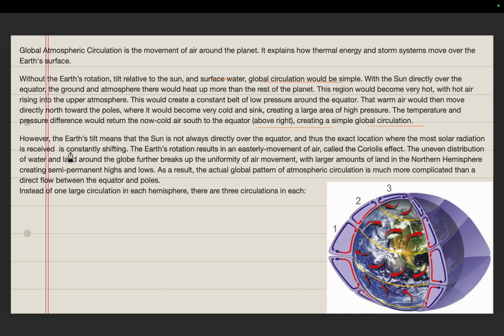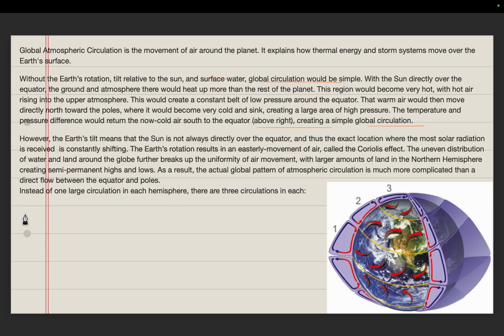However, the Earth's tilt means the Sun is not always directly overhead at the equator. Thus, the exact location where the most solar radiation falls is constantly shifting. The Earth's rotation results in the deflection of the air movement, known as the Coriolis effect. The uneven distribution of water and land around the globe further breaks the uniformity of the air movement. The large amount of land in the northern hemisphere creates semi-permanent highs and lows. As a result, the actual global pattern of atmospheric circulation becomes more complicated between the different latitudes.